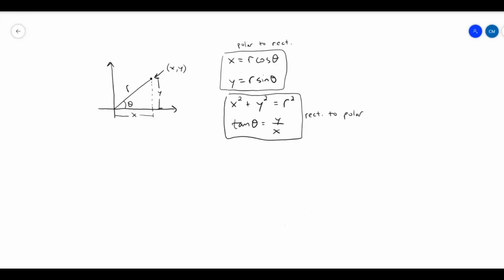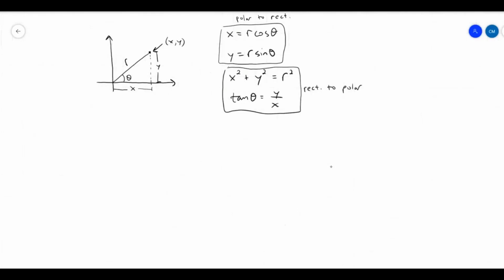Going from polar to rectangular is actually easier. As you can see, all you need to know is what is r and what is theta. Pretty simple. Going from rectangular to polar, there are a couple things you have to worry about, like the tangent of theta being y over x. There are multiple angles that have the same tangent, in fact infinitely many, so we have to think about that when converting from rectangular to polar. All right, so let's take a look at that second example.